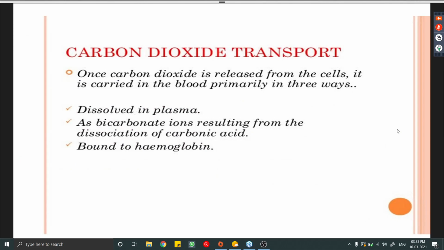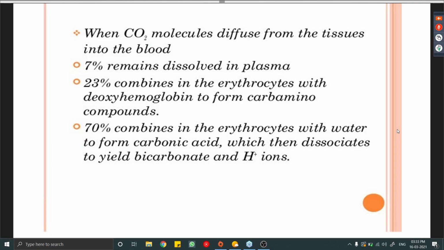Now comes carbon dioxide transport. Once carbon dioxide is released from the cells, it is carried in the blood primarily in three ways, because you have seen that metabolizing tissues are producing a lot of carbon dioxide by the Krebs cycle. Now the carbon dioxide has to be transported back to the lungs so that it can be expelled in expiration. It either gets dissolved in the plasma, or is transported as bicarbonate ions, or is bound to the hemoglobin itself.